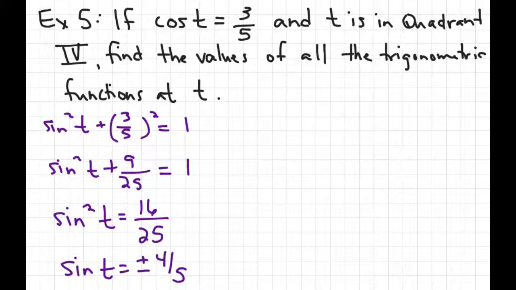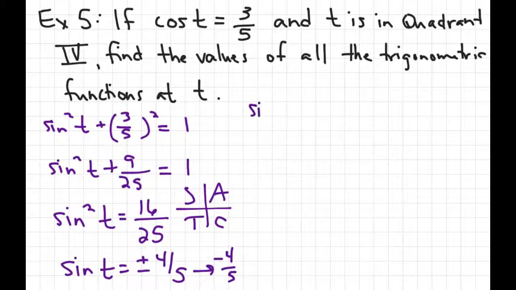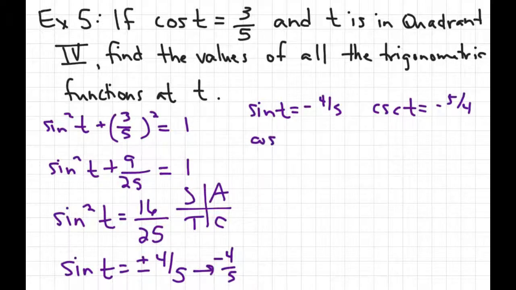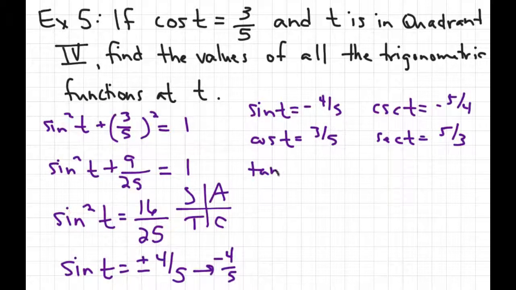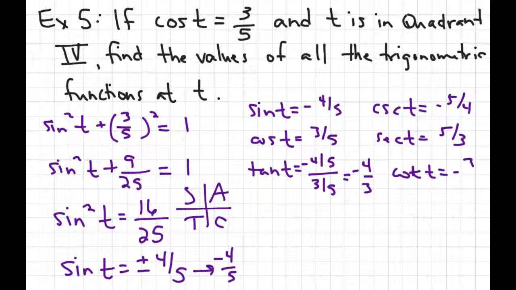All right, so which one is it, positive 4/5 or negative 4/5? Well, it's in quadrant 4, and in quadrant 4, if all students take calculus, sine must be negative. So we want sine to be negative 4/5. So the sine is negative 4/5, so the cosecant is negative 5/4. We already know that the cosine is 3 over 5, so the secant is 5 over 3. The tangent is going to be sine over cosine, which is negative 4/3. So the cotangent must be negative 3/4.